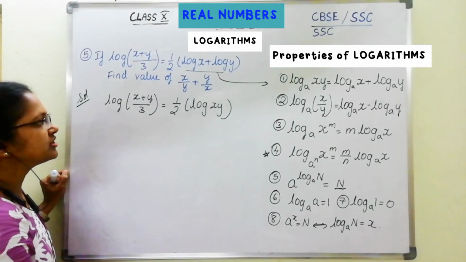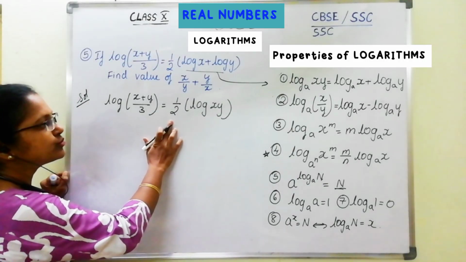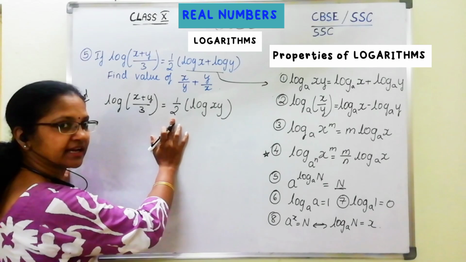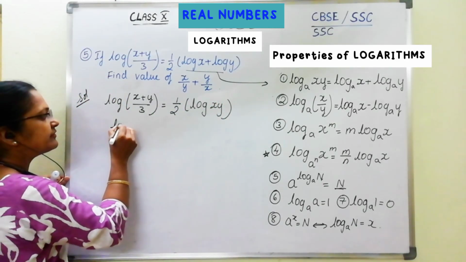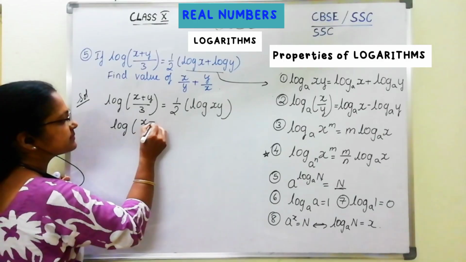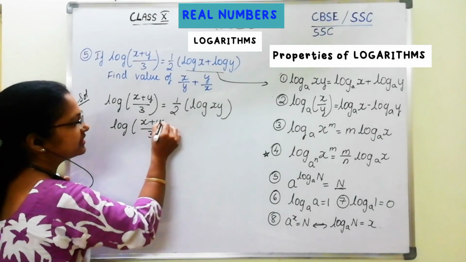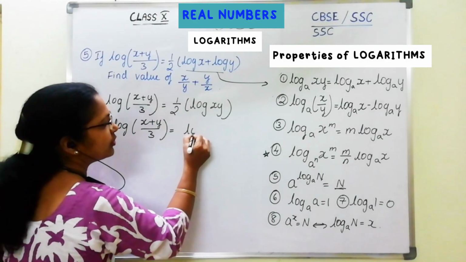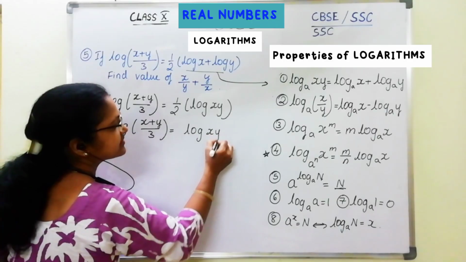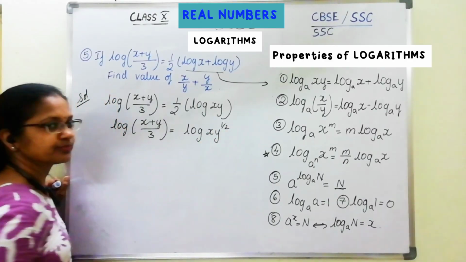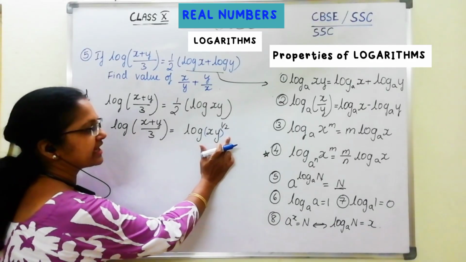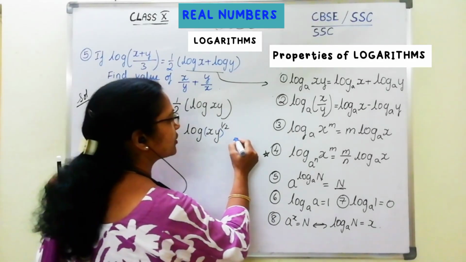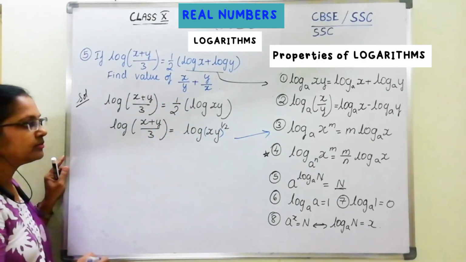Now the 1 by 2 is the number on this side, so we should take it as a power. So the left hand side will be as it is: log of (x plus y) by 3 is equal to log xy power 1 by 2. Just now we learned that after writing it as a power, this is according to the power rule.